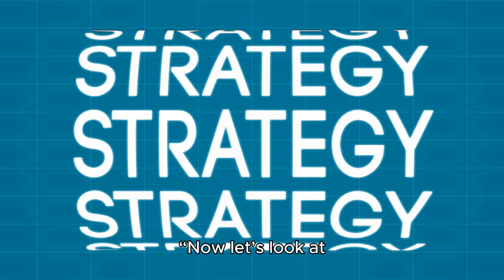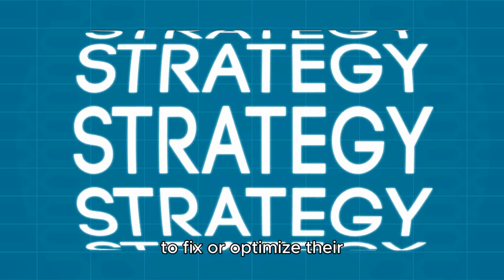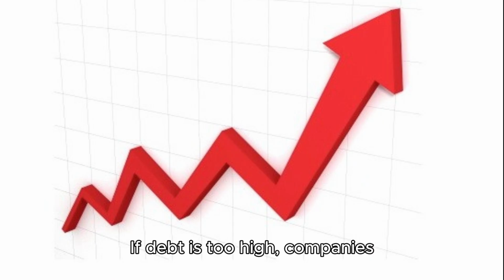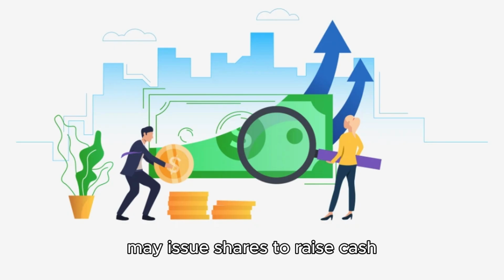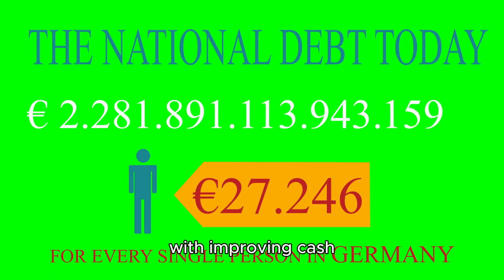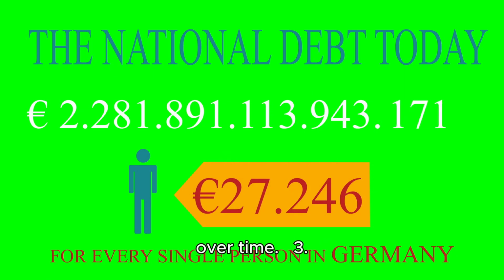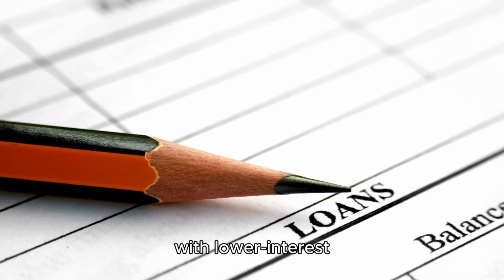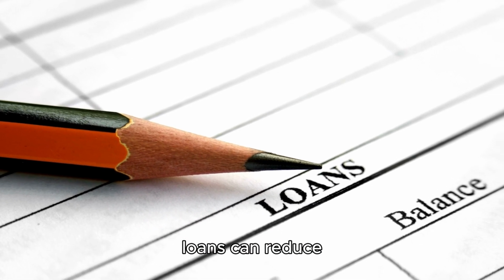Now let's look at strategies companies use to fix or optimize their capital structure. 1. Issuing new equity. If debt is too high, companies may issue shares to raise cash and pay down loans. 2. Paying down debt gradually. Companies with improving cash flows reduce debt over time. 3. Refinancing. Replacing high-interest loans with lower-interest loans can reduce financial pressure.